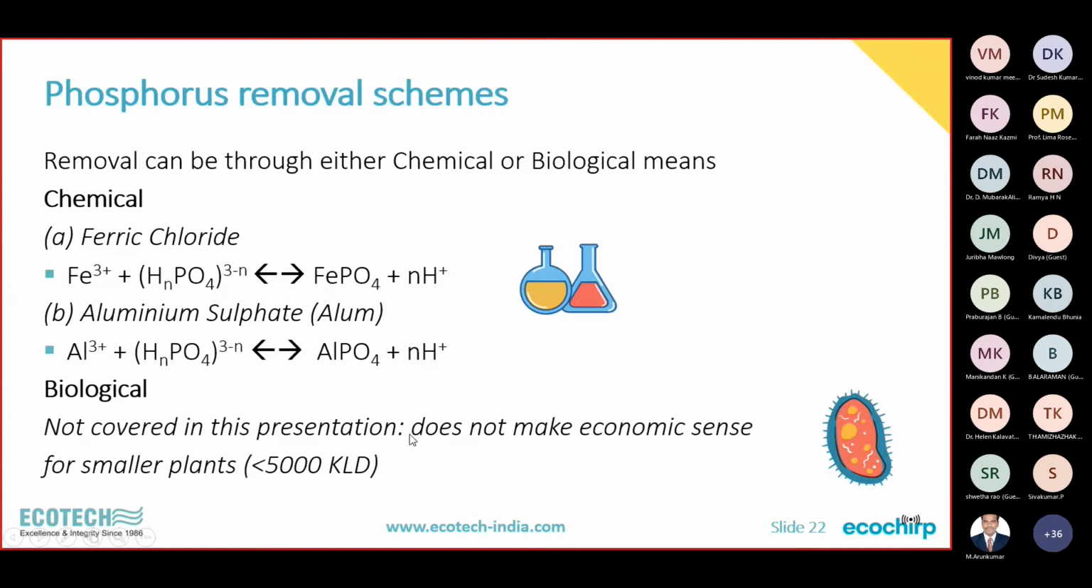Biological treatment, not covered in this presentation, does not make economic sense. We have done a detailed calculation of the costs, both the capital cost as well as the operating cost, for different sizes of STP from 100 KLD to 5000 KLD, and up to 5000 KLD, we see it is economically optimal, more prudent, to go for the chemical treatment rather than for the biological treatment. So again, the same rule applies. The technology of biological phosphate removal comes in handy only at 5000 KLD and above.